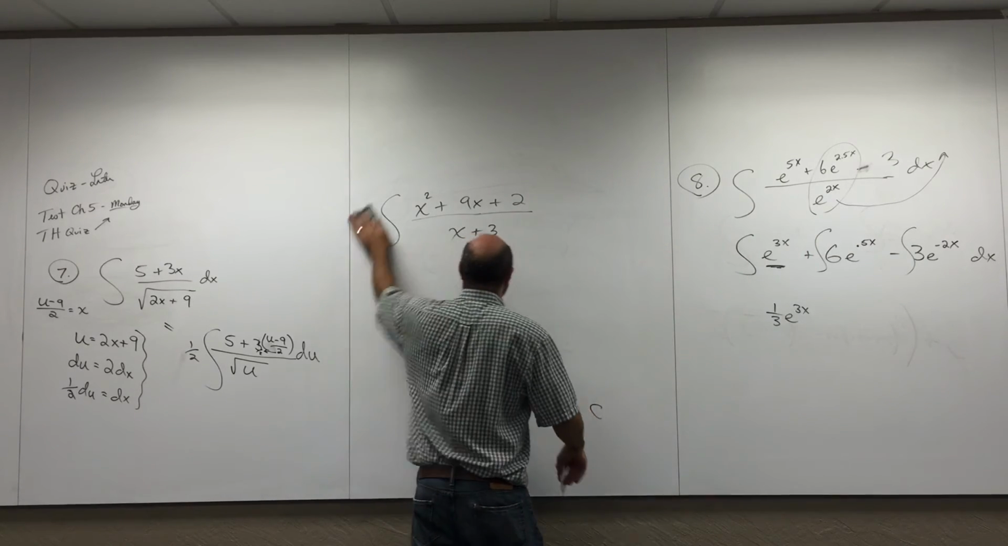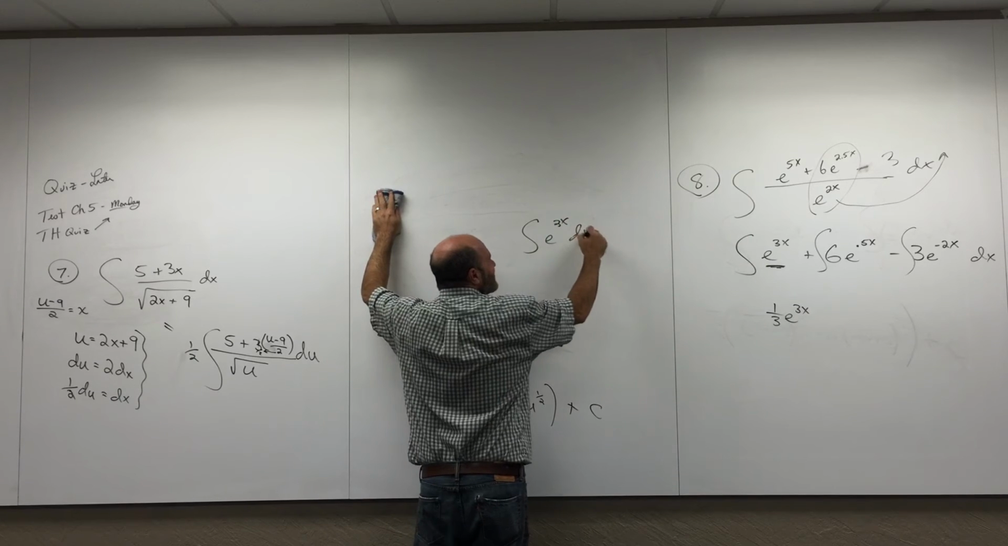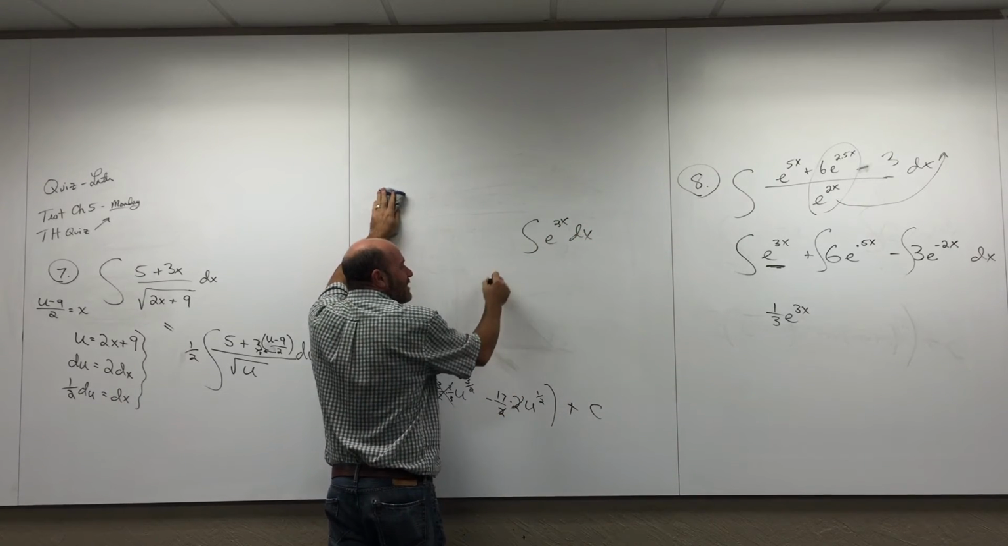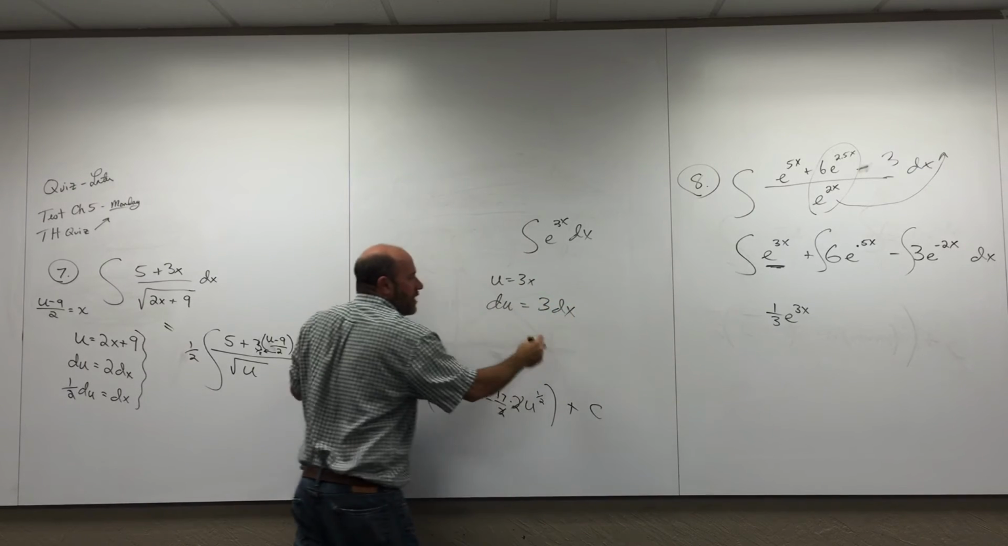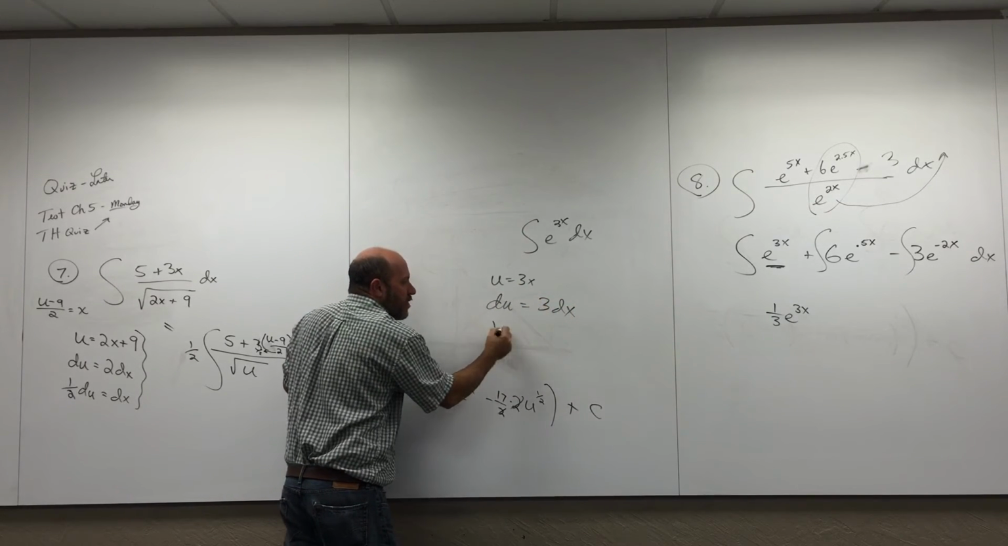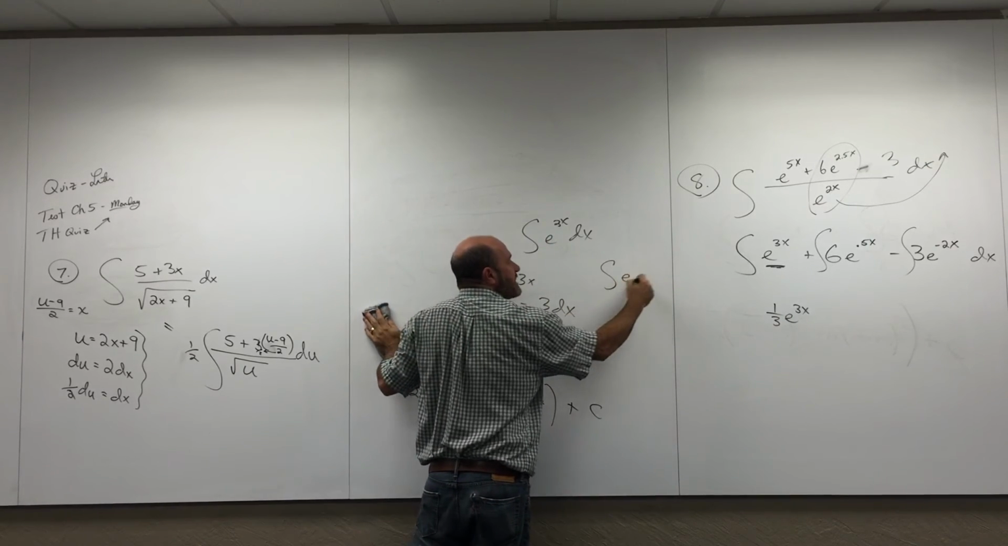Do you need convincing? If you're doing e to the 3x, u equals 3x. What's du? 3 dx. What do you do with the 3? Move it over, call it 1/3 du equals dx. When you replace all this, this is e to the u.